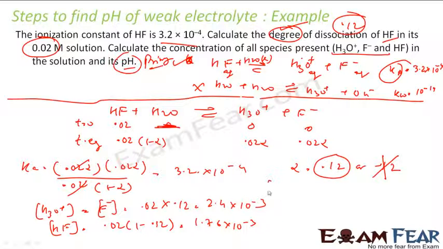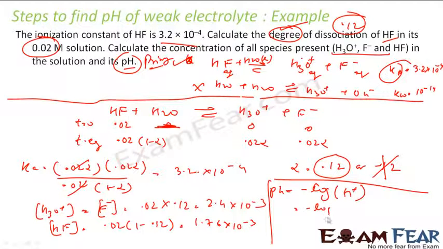pH is nothing but minus log of H plus ion concentration. Minus log of, what is the value of H plus ion concentration? 2.4 into 10 to the power minus 3. Right? So we solve this, you get 2.62 as my pH, and that is my answer.